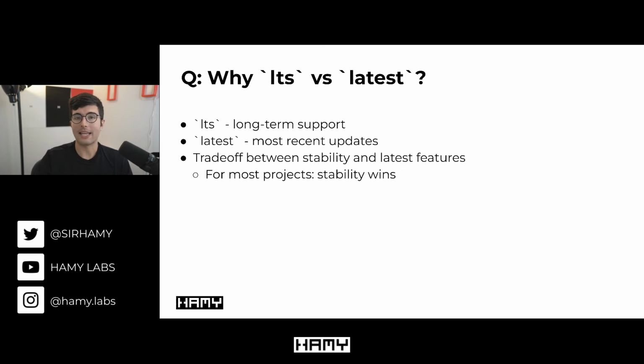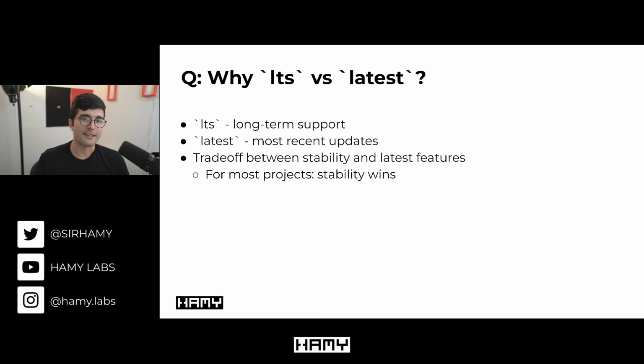Latest is whatever the latest branch of whatever they are working on. And this is going to have the most up-to-date features, but those features aren't going to be as stable. There might be bugs in them. There might be security issues in them. They just haven't been used as much. So they're just probably not going to be as stable.